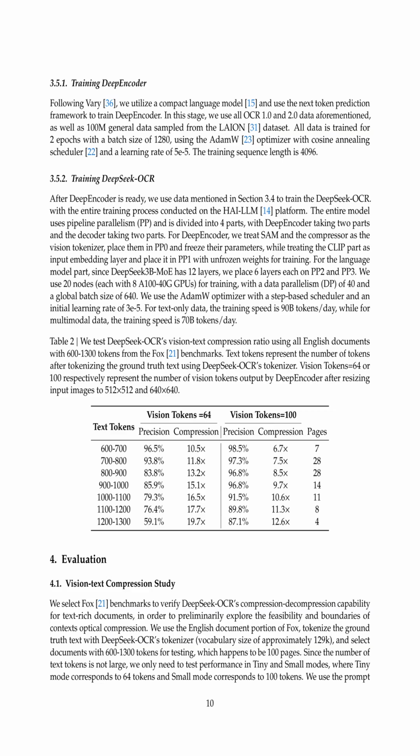Table 2. We test DeepSeek-OCR's vision-text compression ratio using all English documents with 600 to 1300 tokens from the Fox benchmarks. Text tokens represent the number of tokens after tokenizing the ground truth text using DeepSeek-OCR's tokenizer. Vision tokens 64 or 100 respectively represent the number of vision tokens output by DeepEncoder after resizing input images to 512 by 512 and 640 by 640.